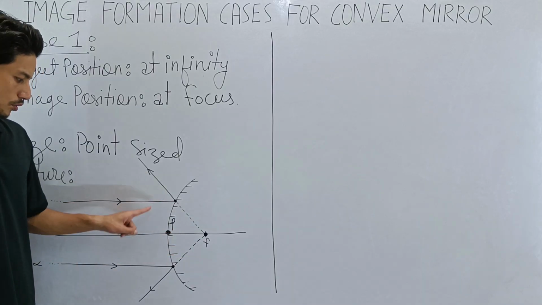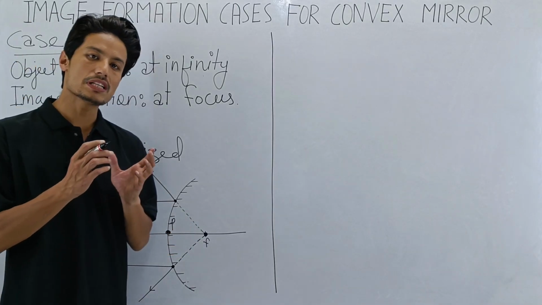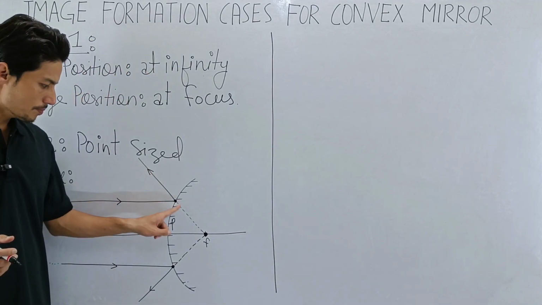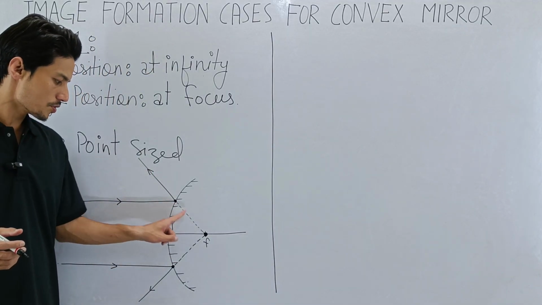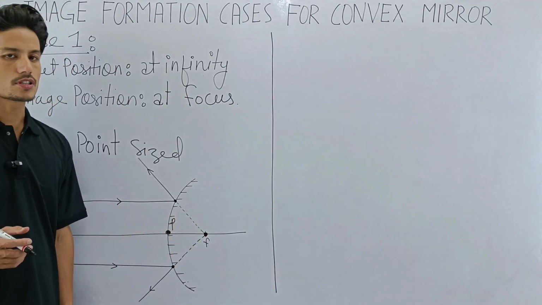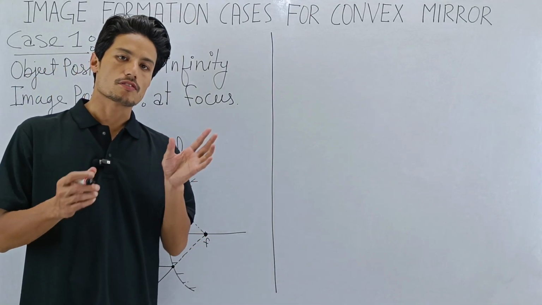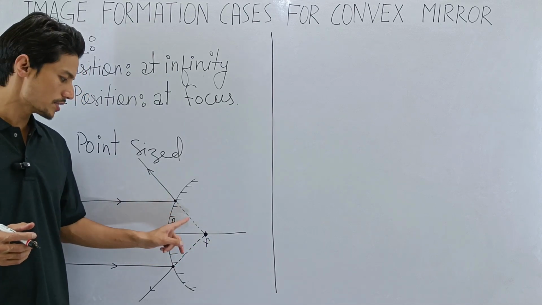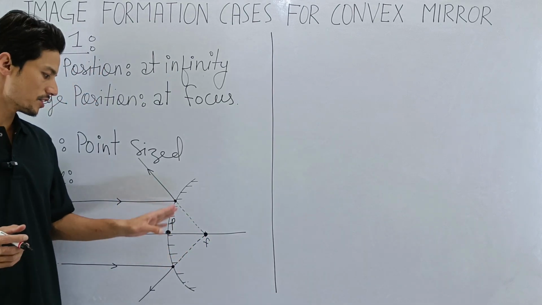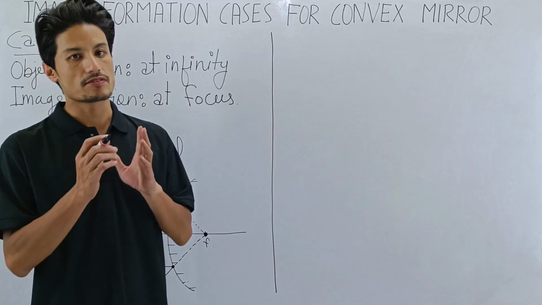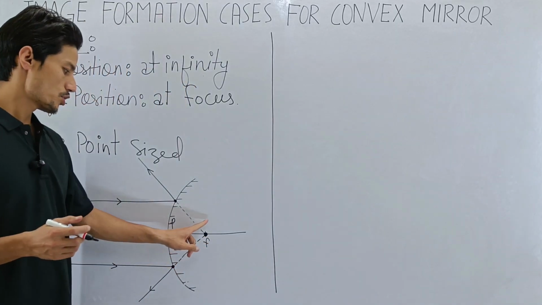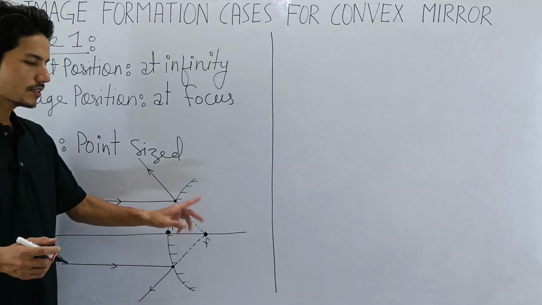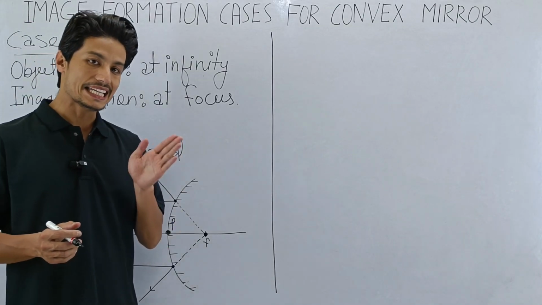So the two reflected rays do not actually meet. Remember, they do not actually meet, but we trace it back, and on tracing back, they appear to meet at focus. Those images which are formed on tracing back the reflected rays will always give you a virtual image. So these are called virtual images.